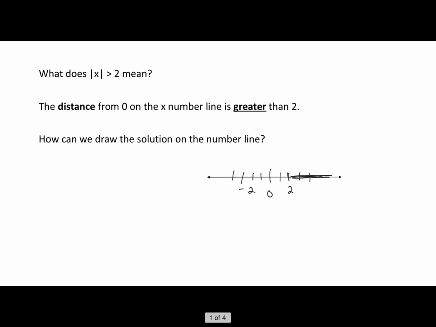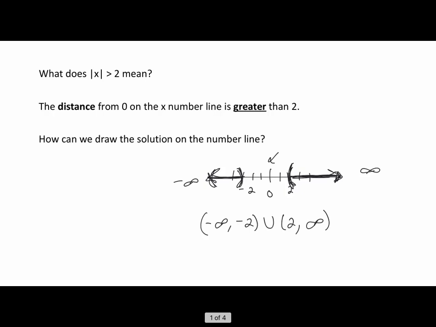So everything greater than a distance of 2 would be everything on either side, right? That's a greater or a farther distance from 0 on the number line. So this means our solution will be from negative infinity to negative 2, and stop, because this is blank. There's no shading here. Solution starts up again at 2 until positive infinity.